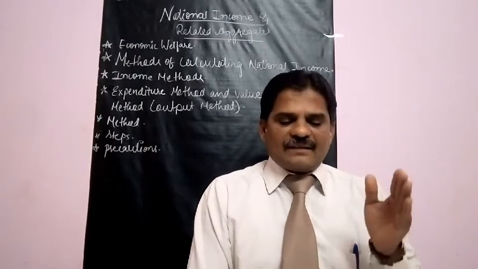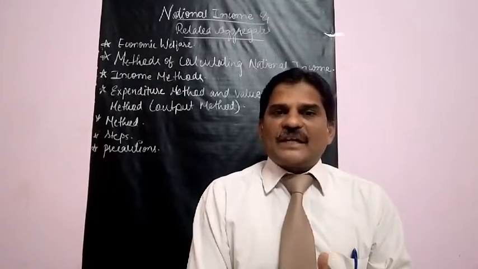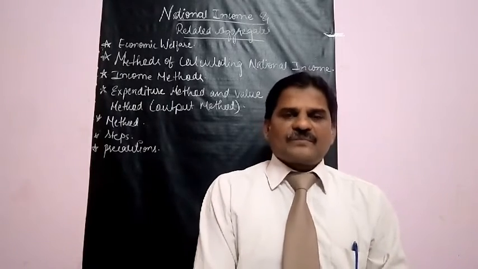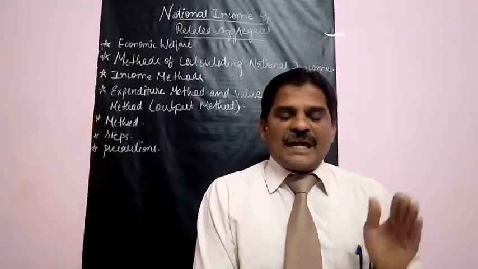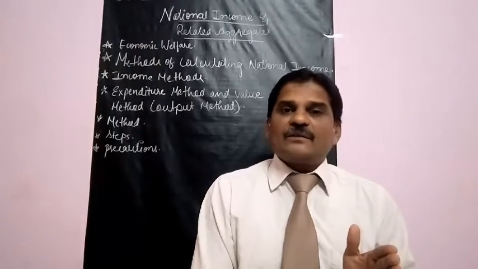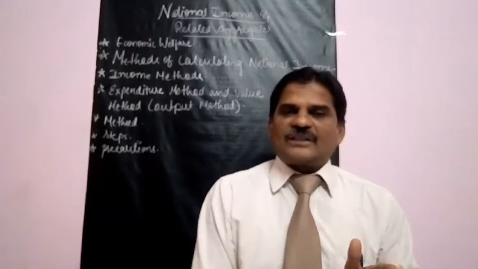Now, take the next step: take the sum of net value added at factor cost by all producing enterprises to arrive at net domestic product at factor cost, NDP at factor cost. Last step, add the net factor income from abroad to the NDP at factor cost to obtain the net national product at factor cost, that is NNP at factor cost, which is called national income.